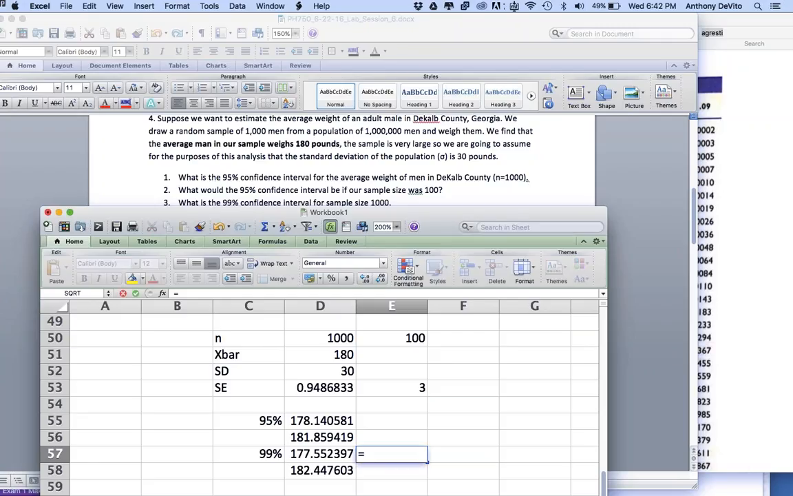So our 99% confidence interval for this smaller sample size is going to be equal to 180 plus or minus 2.58 times 3. And it's going to be equal to 180 plus 2.58 times 3. Okay, and it's wider. Again, from the same population, we get a wider 99% confidence interval because we were working with a smaller sample.